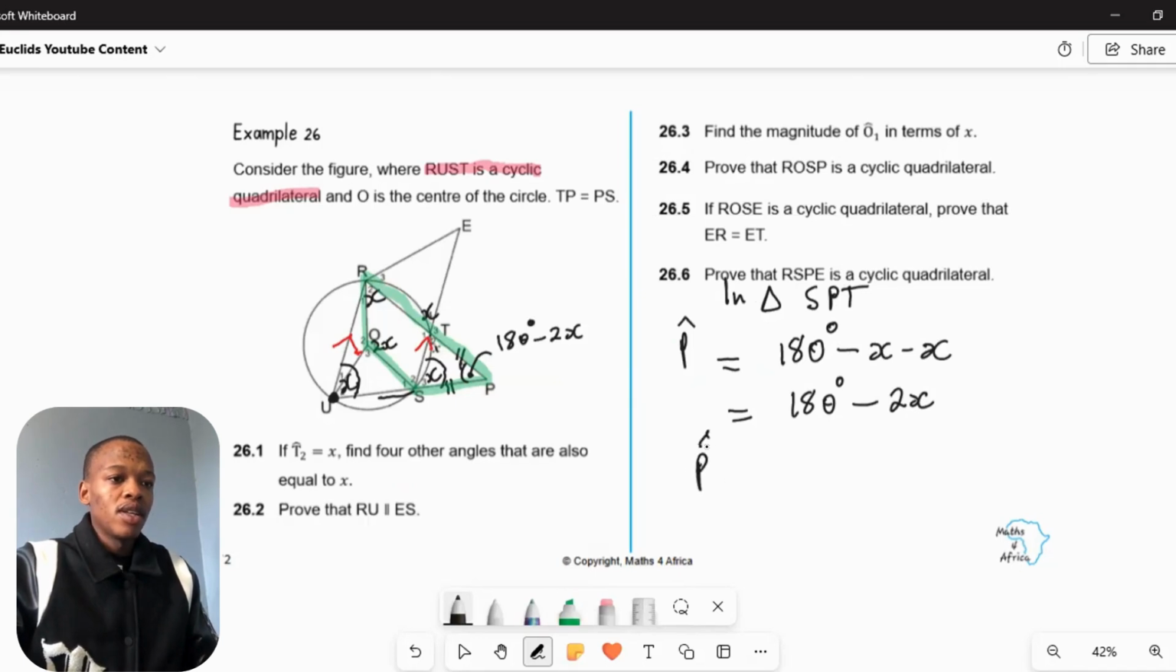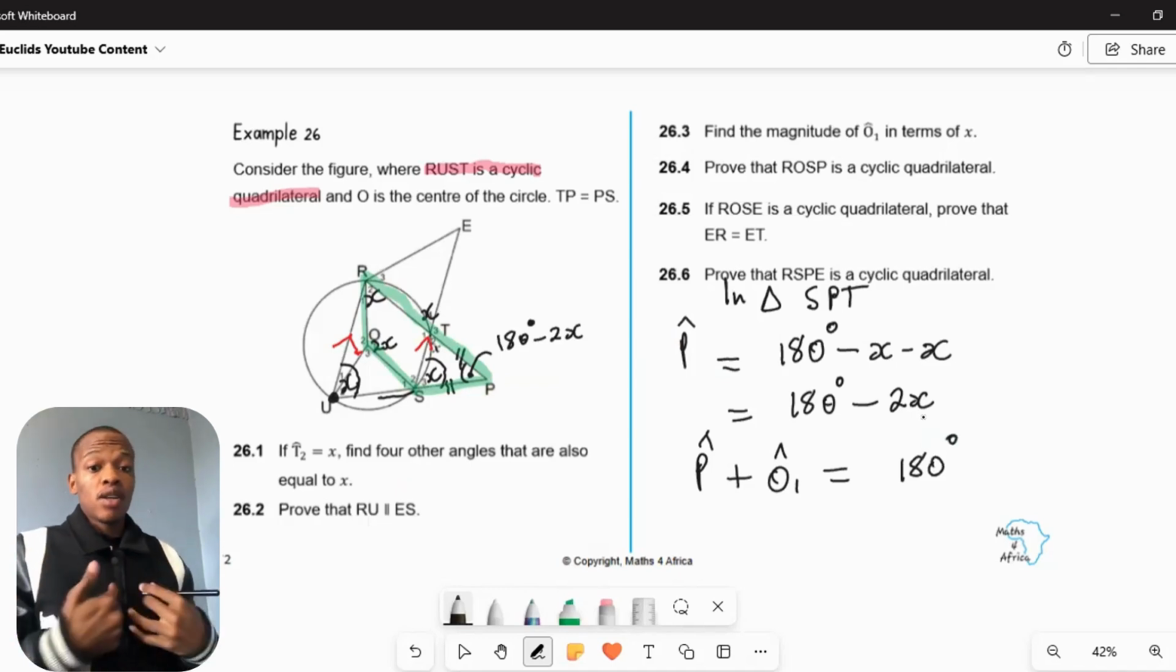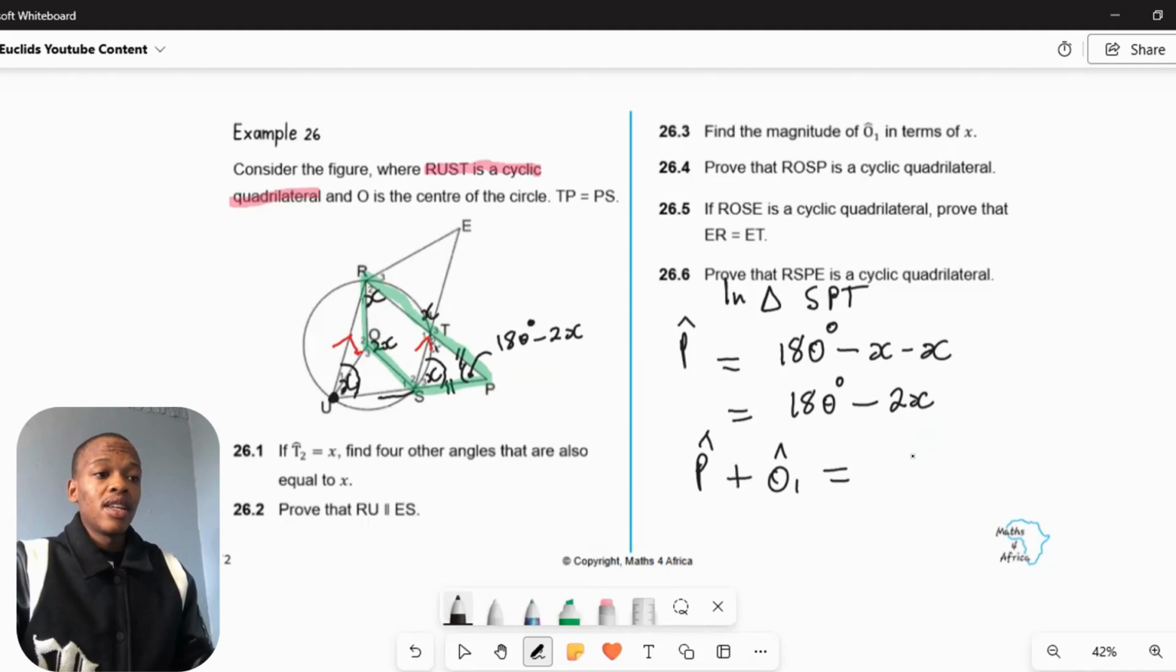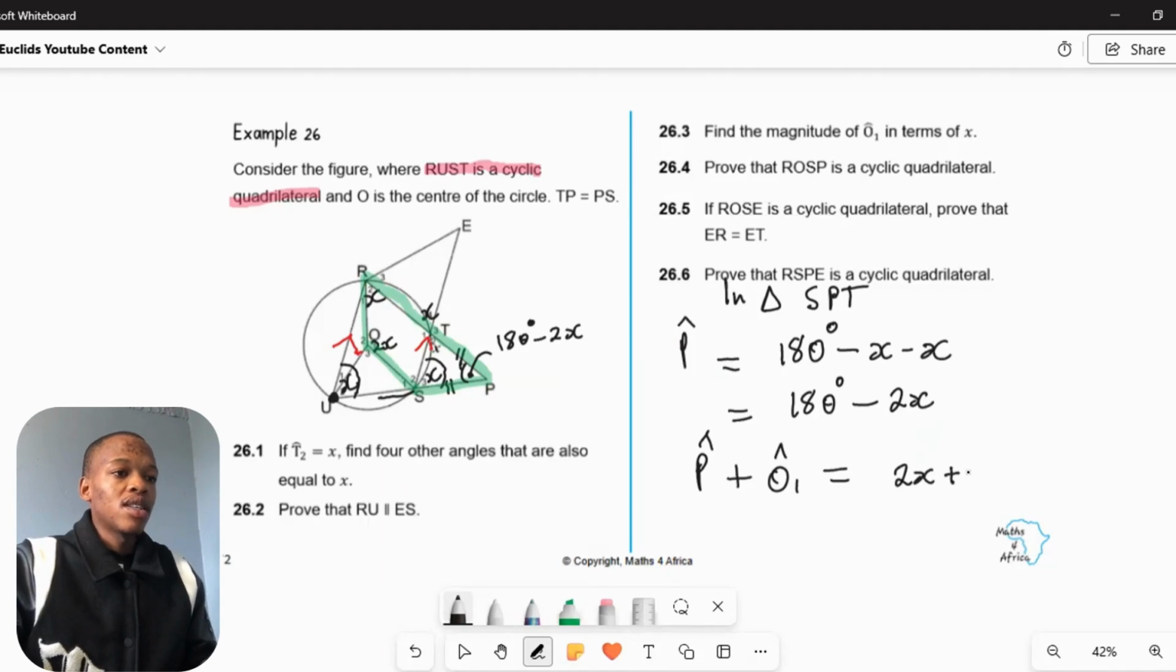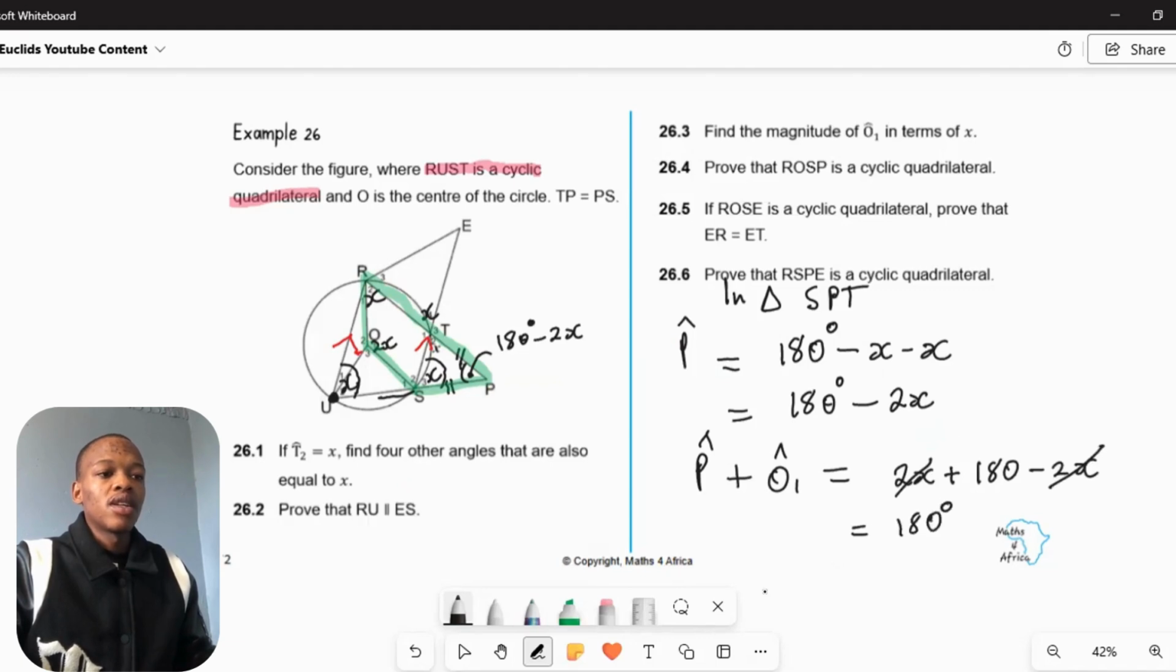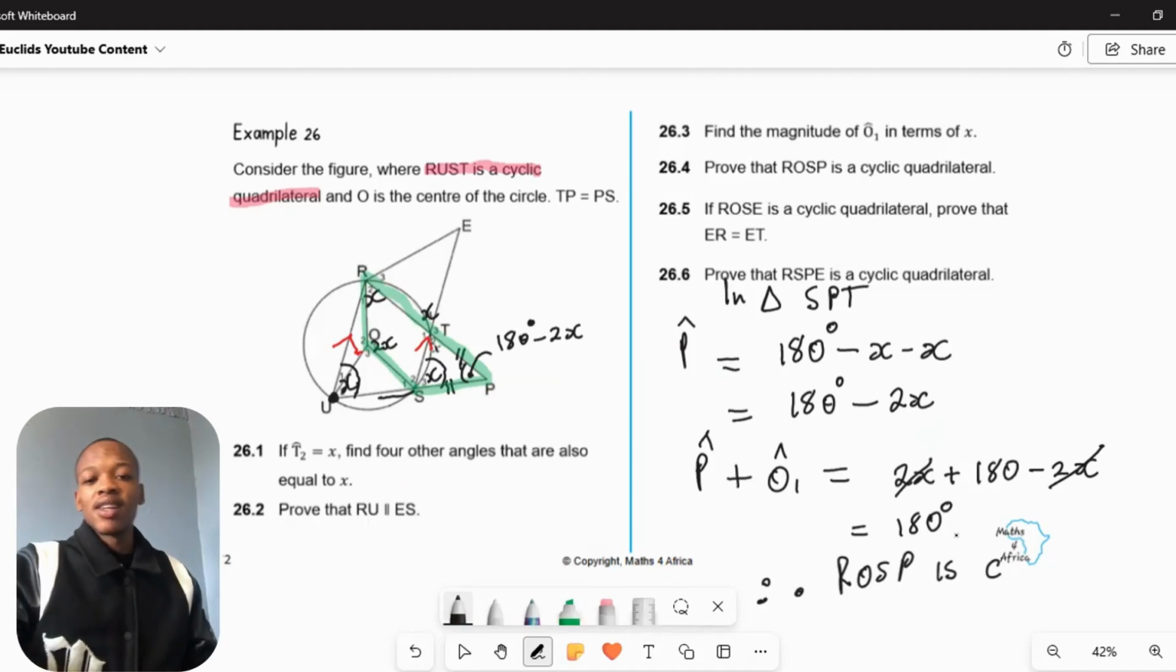Now angle P plus angle O1 should result in 180 in order for us to confirm that they are supplementary. Are they giving us 180? Let's go. 2x plus 180 minus 2x. The 2x cancels, and the final answer is 180. Therefore, ROSP is a cyclic quad. Why? Opposite angles are supplementary. Just like that.